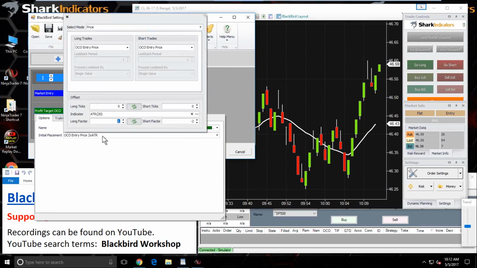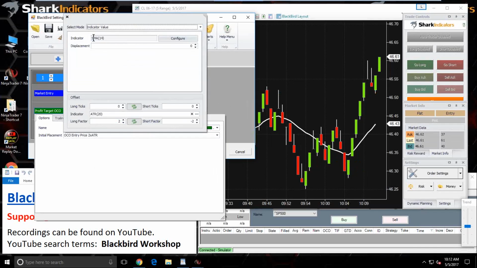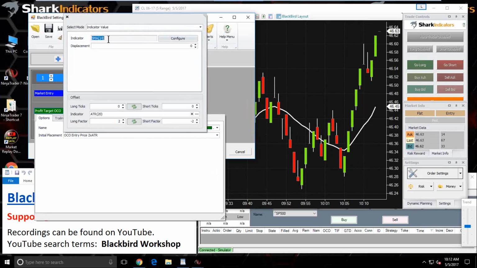So, let me just finish off here. The alternative to using the offset would be to use an indicator value. That's what I started the question off with. I know there are a few indicators out there that will calculate a profit target and stop loss for you, so you could use those indicators in here.